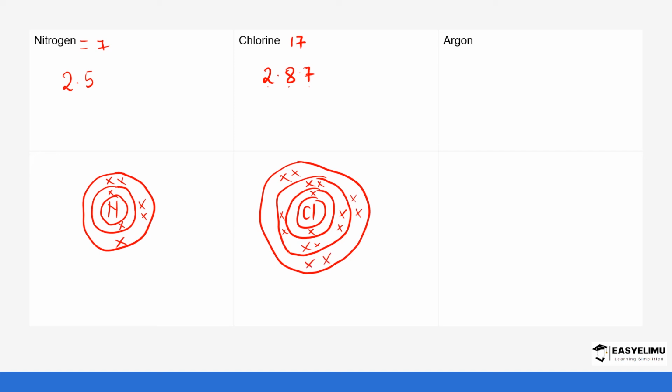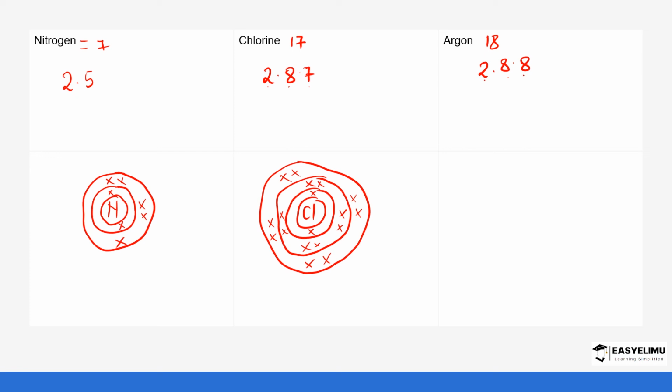So you cannot mix the dots and crosses. You have to use only one type. Finally, we have argon. Argon is atomic number 18, sorry. And then the configuration will be 2, 8, and then 8. So 2, 8, that is 10, and then the last 8 electrons go to the last shell.